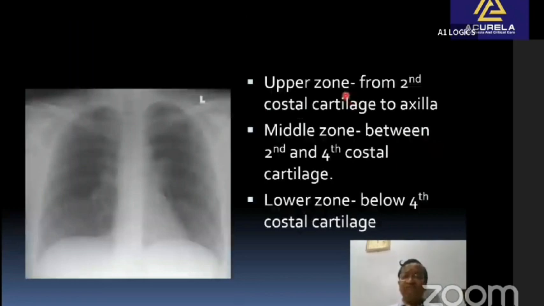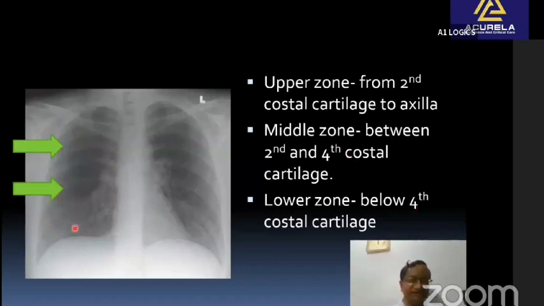Now what I call the upper zone is not equal to the upper lobe. The upper zone is from the second costal cartilage to the axilla. The middle zone is second to fourth, and the lower zone is below the fourth. Now you can see here: this is the upper zone, this is the middle zone, and this is the lower zone.